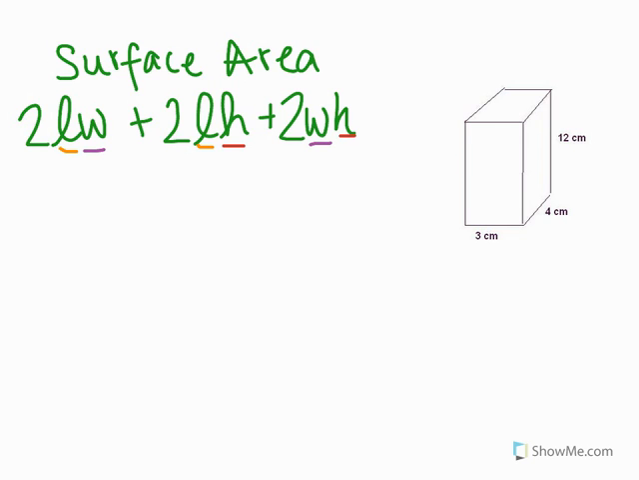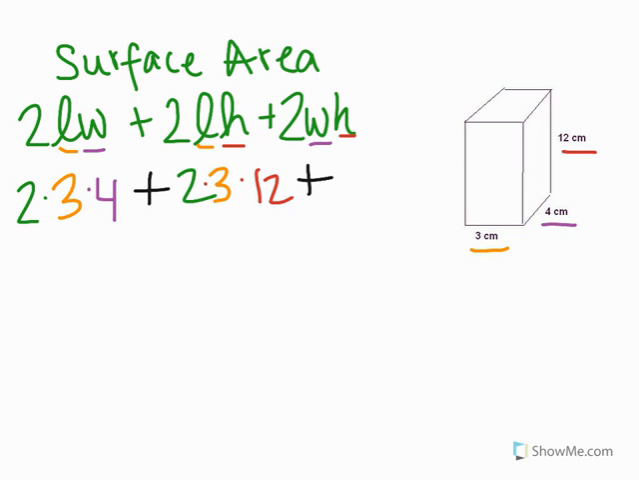So we'll call the length of this box 3, and the width of this box 4, and then the height of this box 12. So let's go ahead and fill in our formula. So we've got 2 times 3 times 4 plus 2 times 3 times 12 plus 2 times 4 times 12.